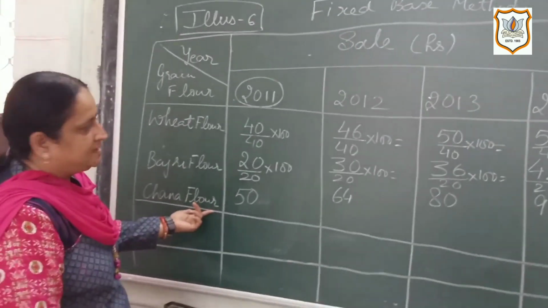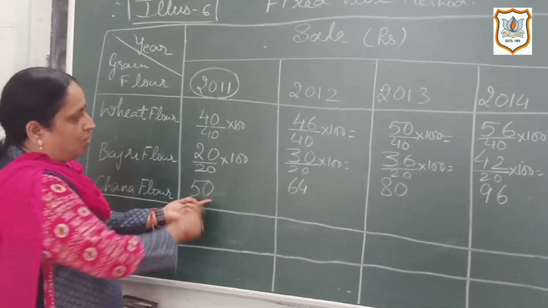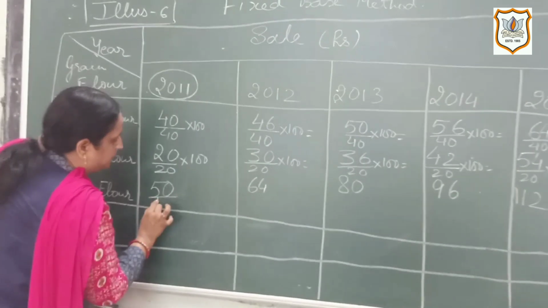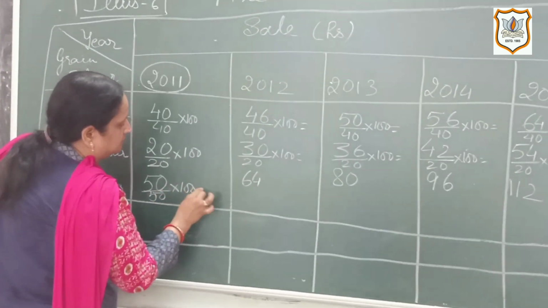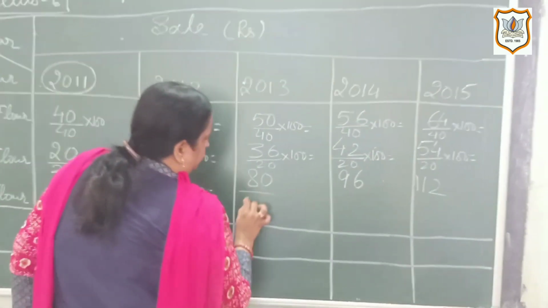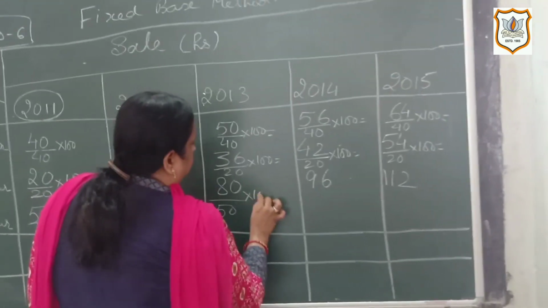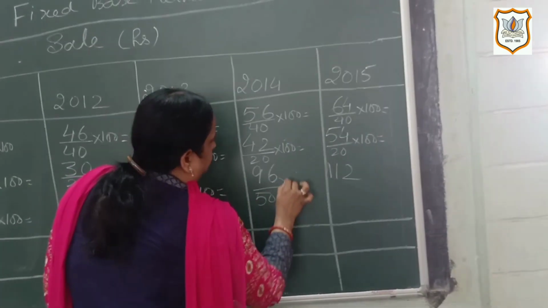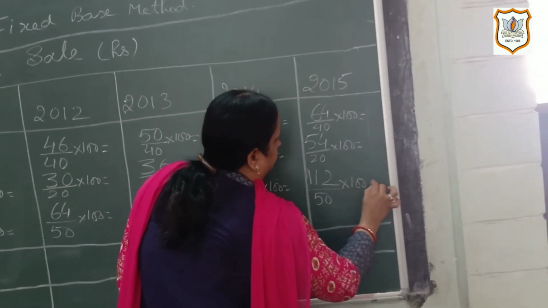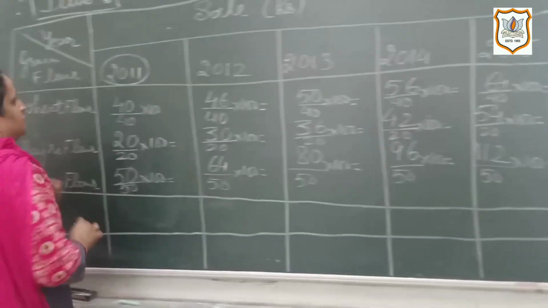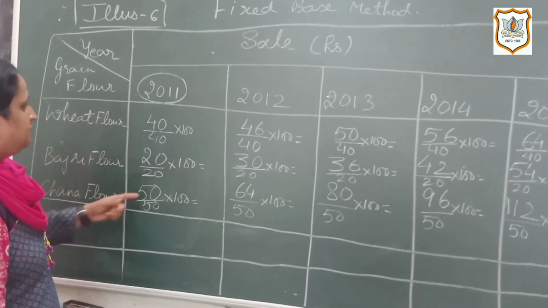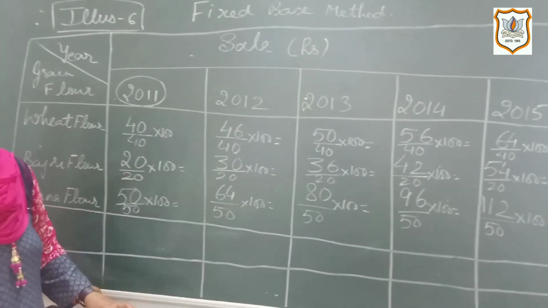Similarly for chana flour, if you see, the base price is 50. So all these values have to be divided by 50. So you will have 50 upon 50 into 100, 64 upon 50 into 100, 80 upon 50 into 100, 96 upon 50 into 100 and 112 upon 50 into 100. Now what we are supposed to do? Calculate all these values and then we will find the total of these values.